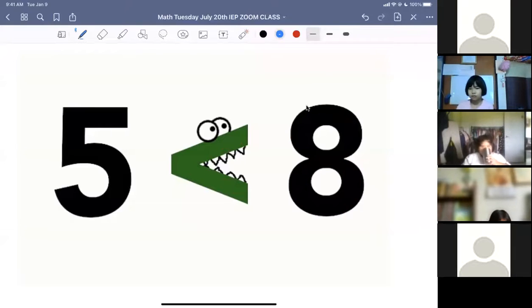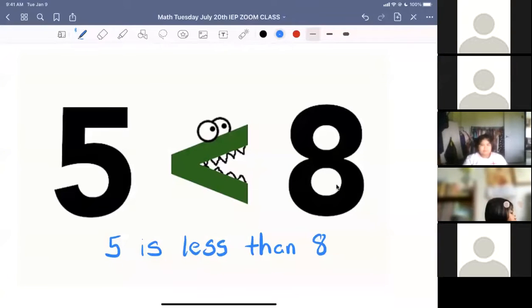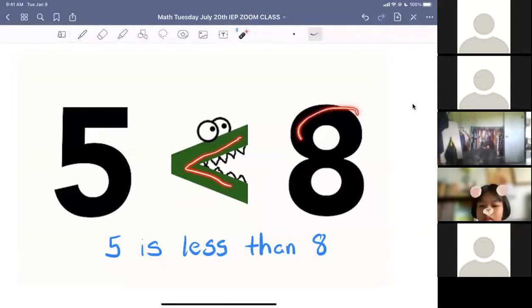So here we can say 5 is less than 8, because 5 is smaller than 8. Or we can say 5 is less than 8 because this mouth wants to eat the number 8.